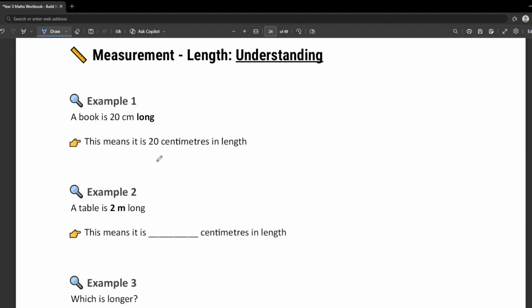Now let's test our understanding. A book is 20 centimeters long. That means 20 centimeters is its length. So if a table is 2 meters long, what would its centimeters be in length? So we have to recall our conversion. 100 centimeters equals 1 meter. So if something is 2 meters long, we would just double this, so we would end up with 200 centimeters.